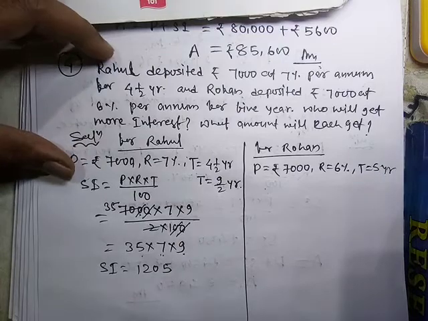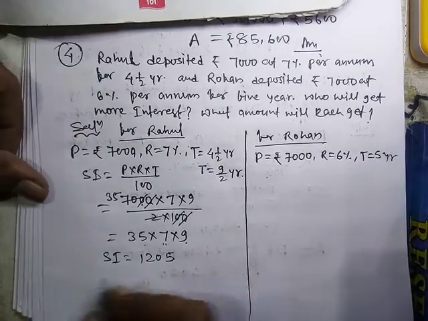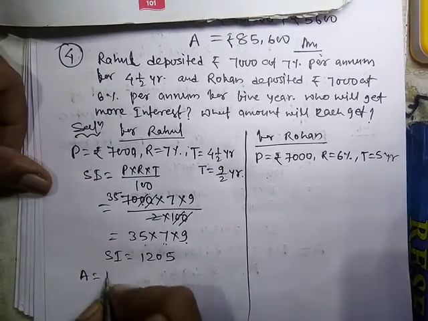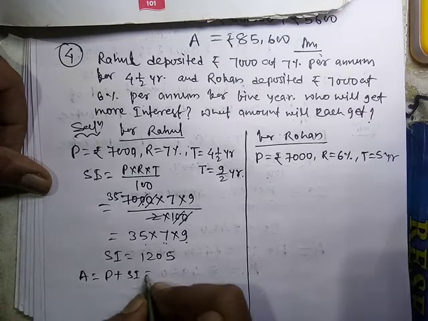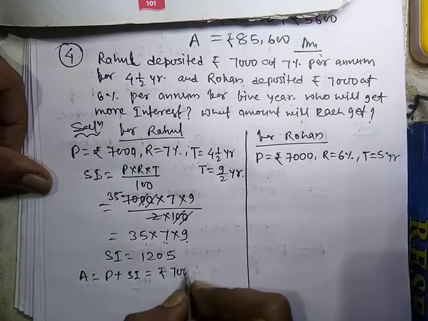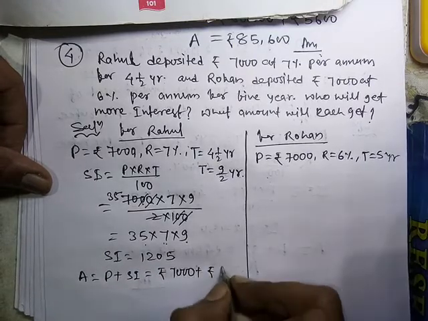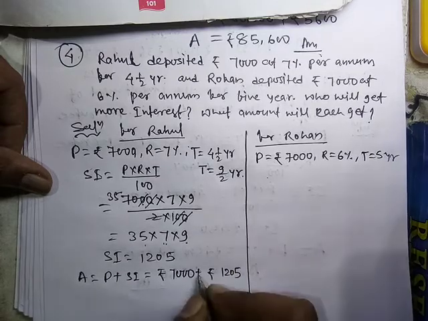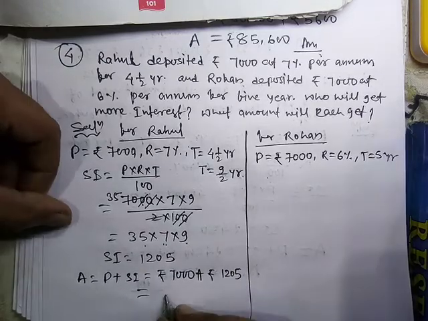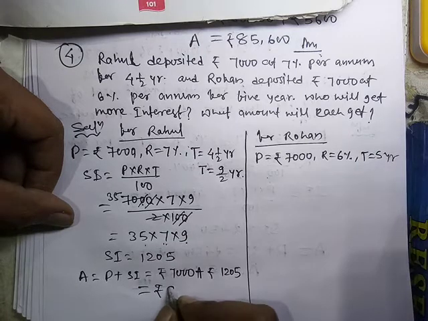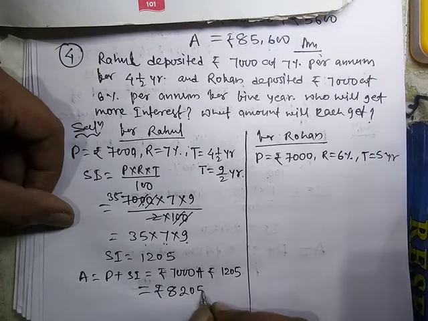1205. Now amount for Rahul is equal to P plus SI. It means rupees 7,000 plus rupees 1,205. After adding we get rupees 8,205.